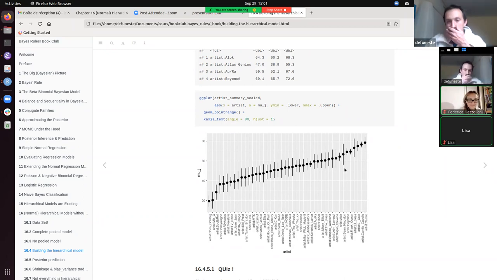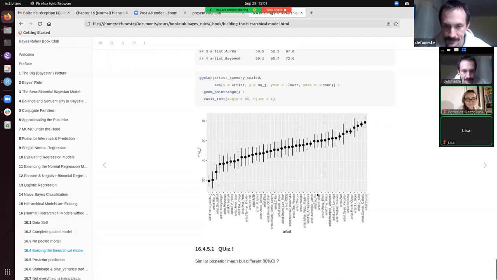Back. So what we can see is that we have way more precision on some artists, but also the variation can change. Some have very low variation and some have much bigger variation, which is great.